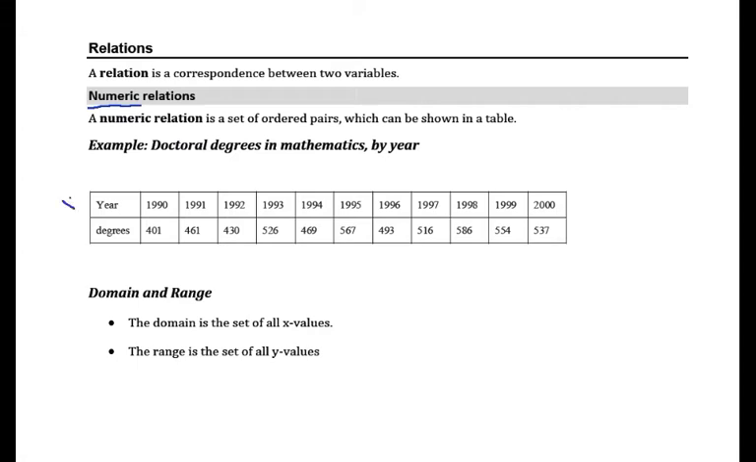In this case, X is the year, and Y is the number of doctoral degrees received in mathematics in that year. So each one of these columns in the table is an ordered pair. Here we have, for example, 1993 as the X value, 526 as the Y value. This would be an ordered pair in the relation.